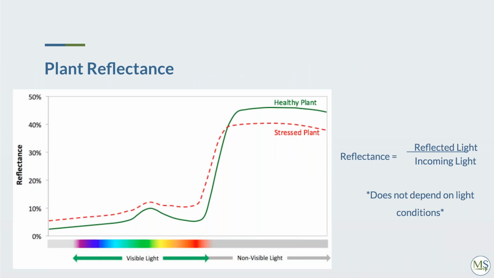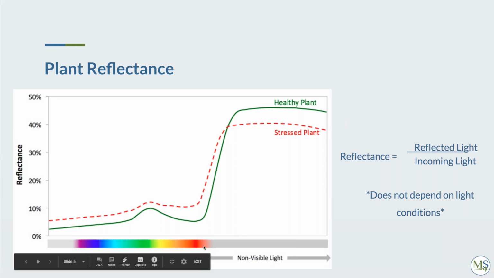So let me just explain this graph. On the y-axis, we're looking at a percentage of reflectance from 0 to 50%, and on the x-axis, we're seeing a portion of the light spectrum. So here's the visible portion, and then we're in near infrared light over here. And inside this graph is a green line that's representing typical reflectance of a healthy plant.